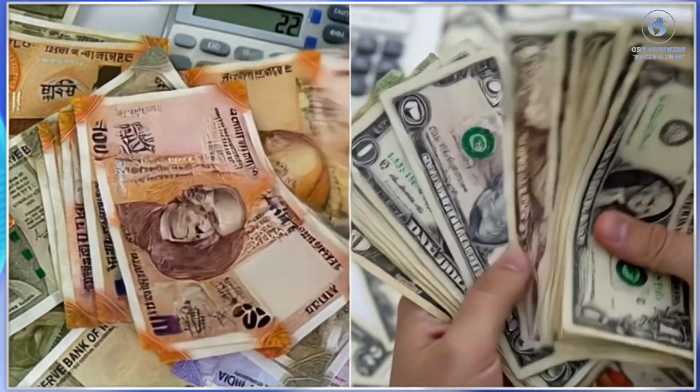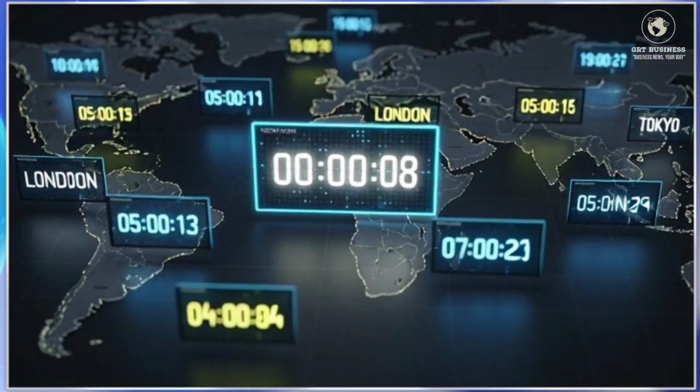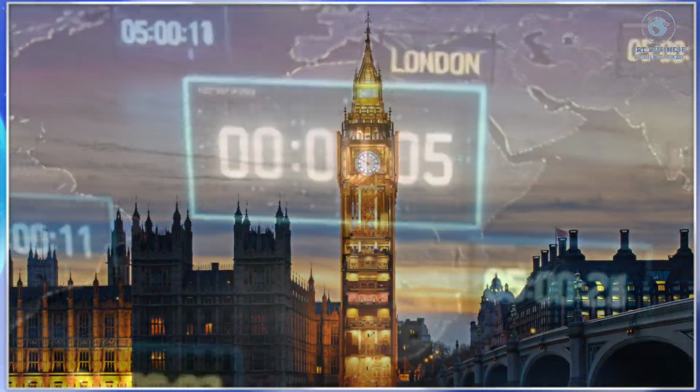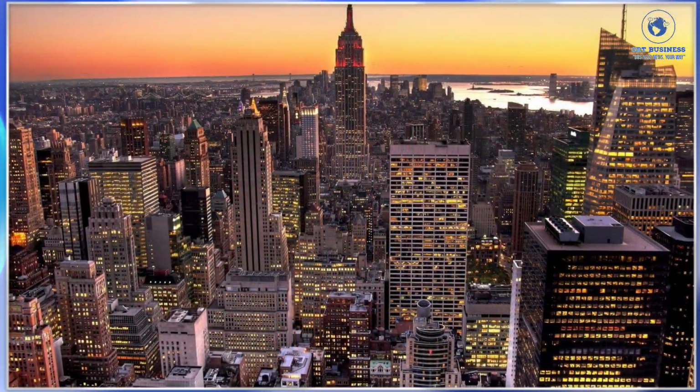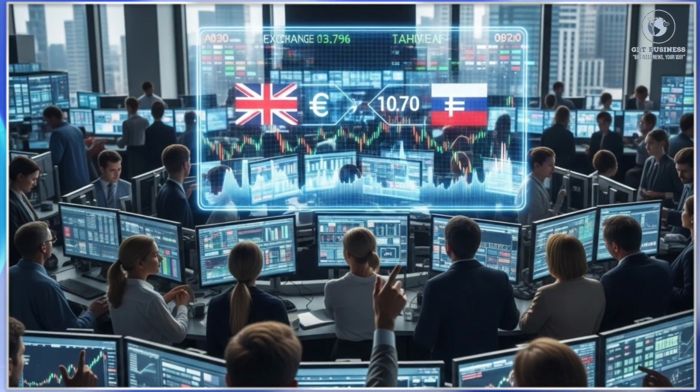From rupee to dollar. Who really drives the movement of a currency? It's exactly midnight. Across different time zones of the world, screens are glowing. London, New York, Tokyo, Mumbai. Thousands of traders have their eyes fixed on one thing, the exchange rate.